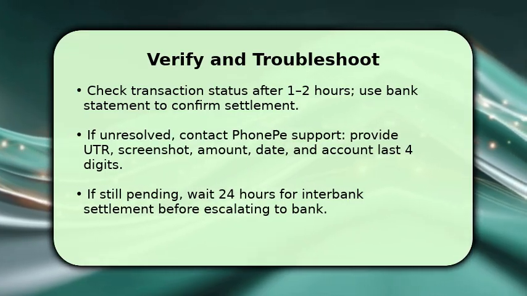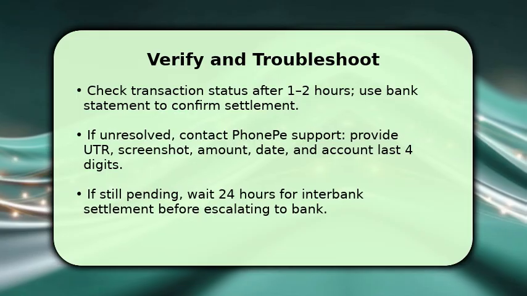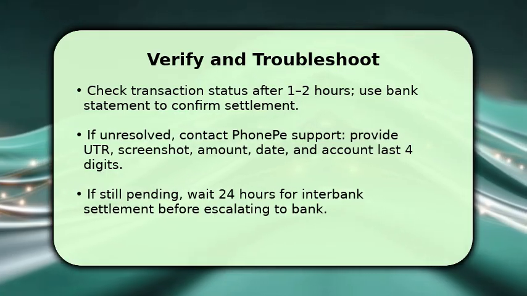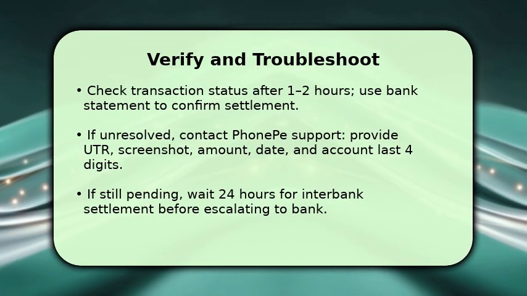This speeds up tracing. If things go wrong, don't panic. Wait about 24 hours for interbank settlement, and then escalate to your bank with the same UTR details if no progress has been made.